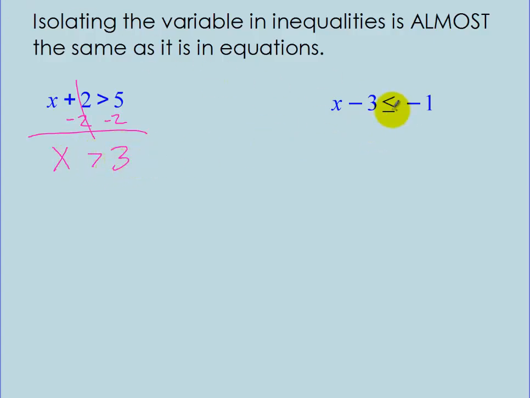And on the other side, x minus 3 is less than or equal to 1. Well, I have to add 3 to both sides. Plus 3 and plus 3. The 3's will cancel. I'll get x is less than or equal to positive 4.